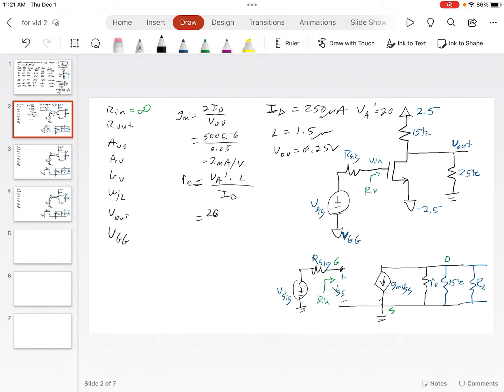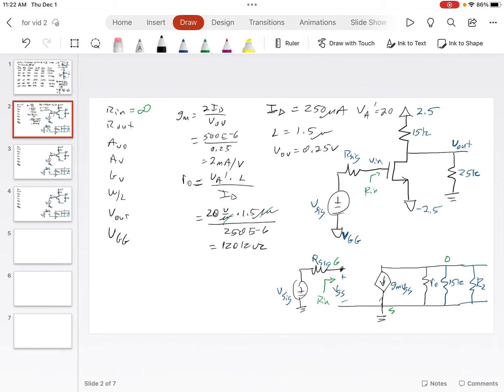So we've got 20 volts per micron times 1.5 microns. Those cancel, the microns cancel. Over this current, 250 microamps. And that gives us R naught a value of 120K. Okay.